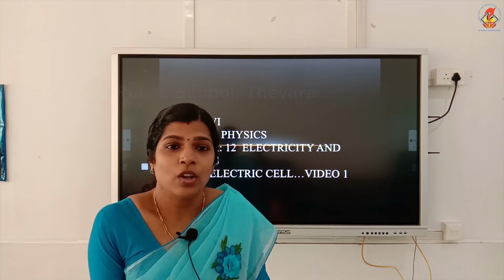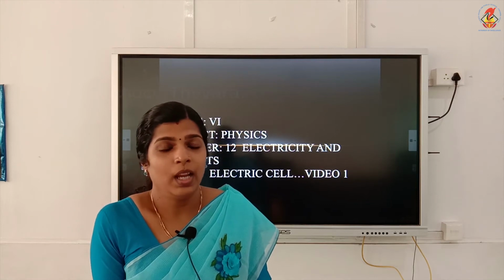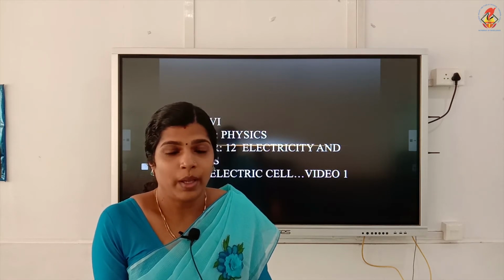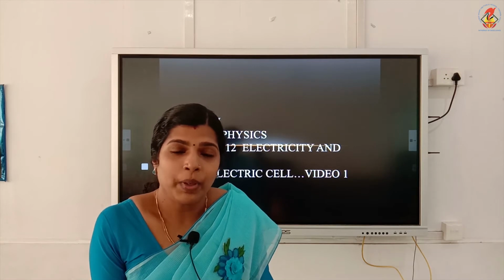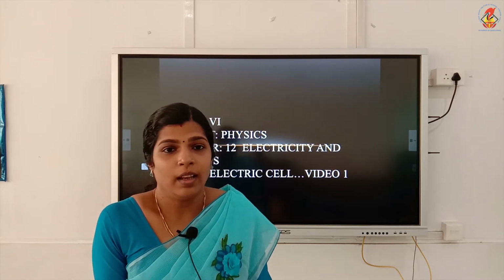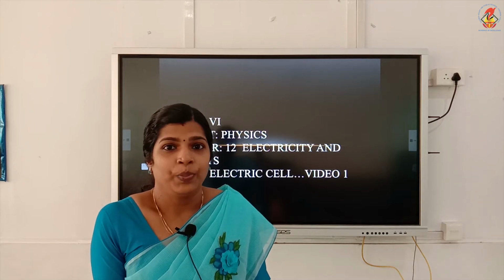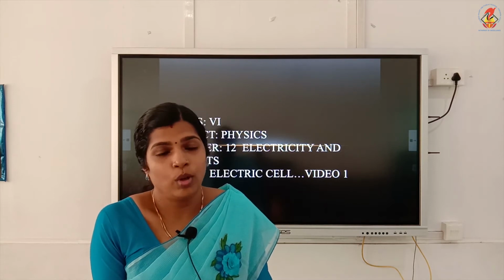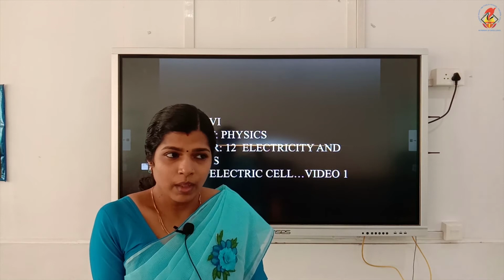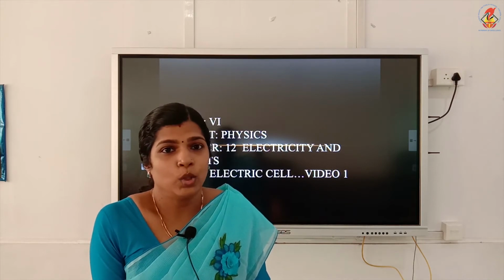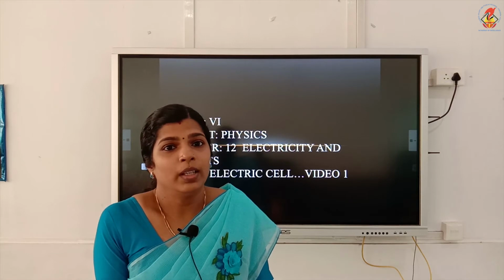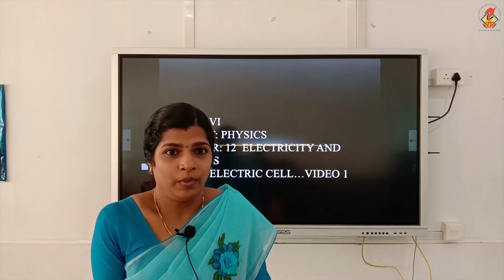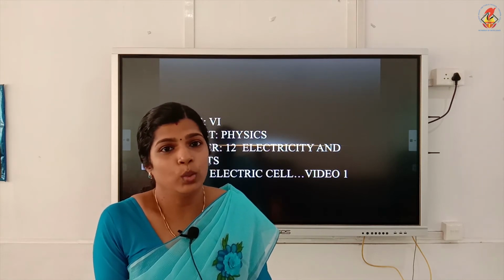Actually, electricity is not generated at our home. It is generated at power stations, which are far away from us, and from the power station we get the electrical energy through overhead power lines. Suppose there is any problem in those overhead power lines, then we will not get electricity, or our electrical supply will not be there. In that case, what will we do?